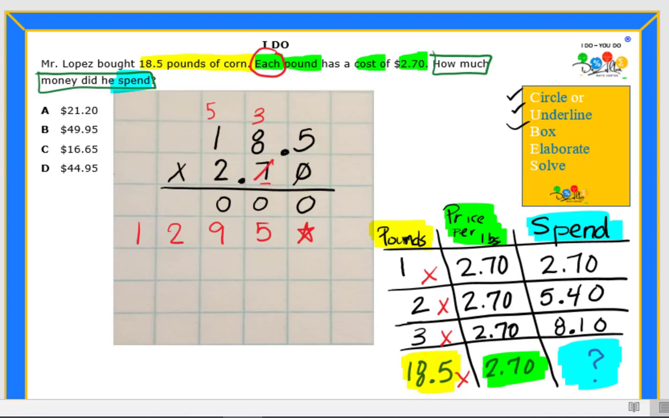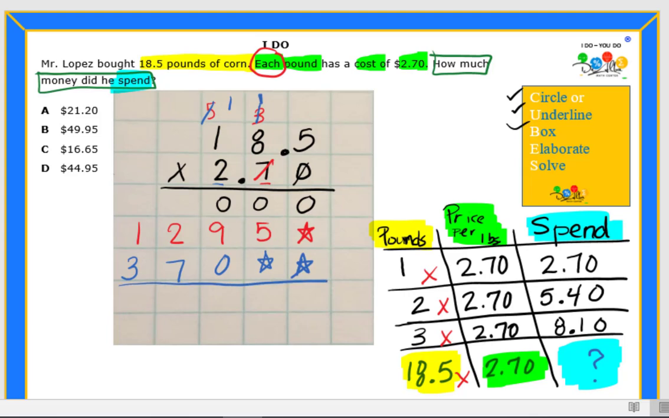We can move on and multiply by our 2. Now the 2, we're going to start right underneath the 2 right here. So we need 2 placeholders. And we're going to do 2 times 5 is 10. Carry the 1. So 2 times 8 is 16. Plus 1 is 17. Carry 1. 2 times 1 is 2. Plus 1 more is 3.